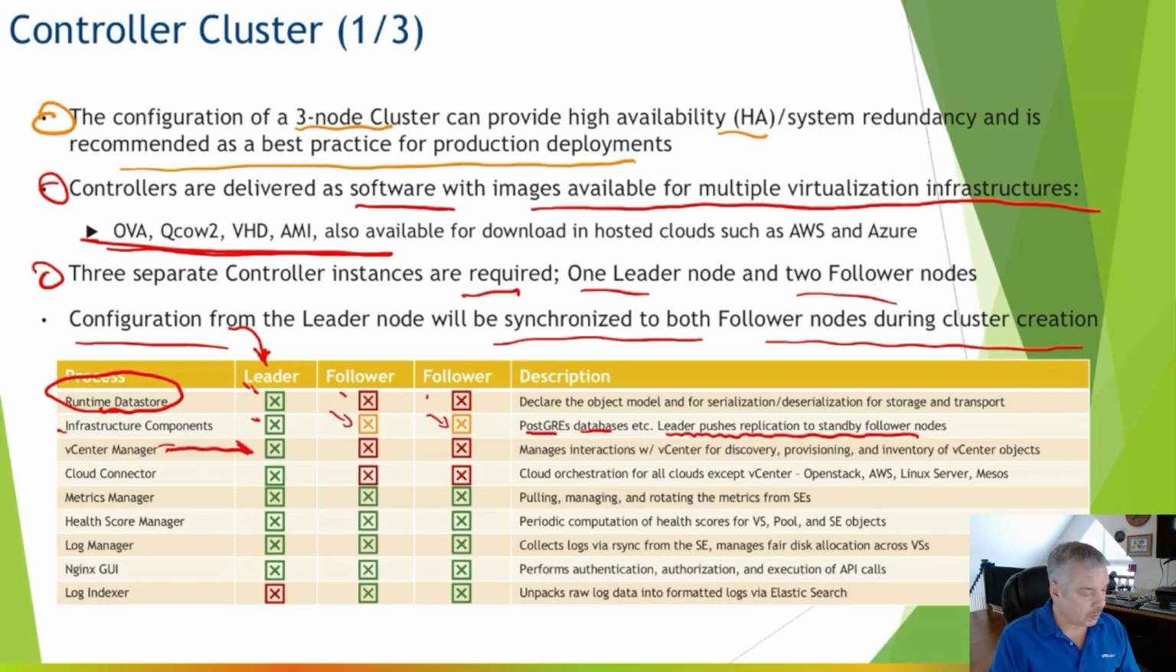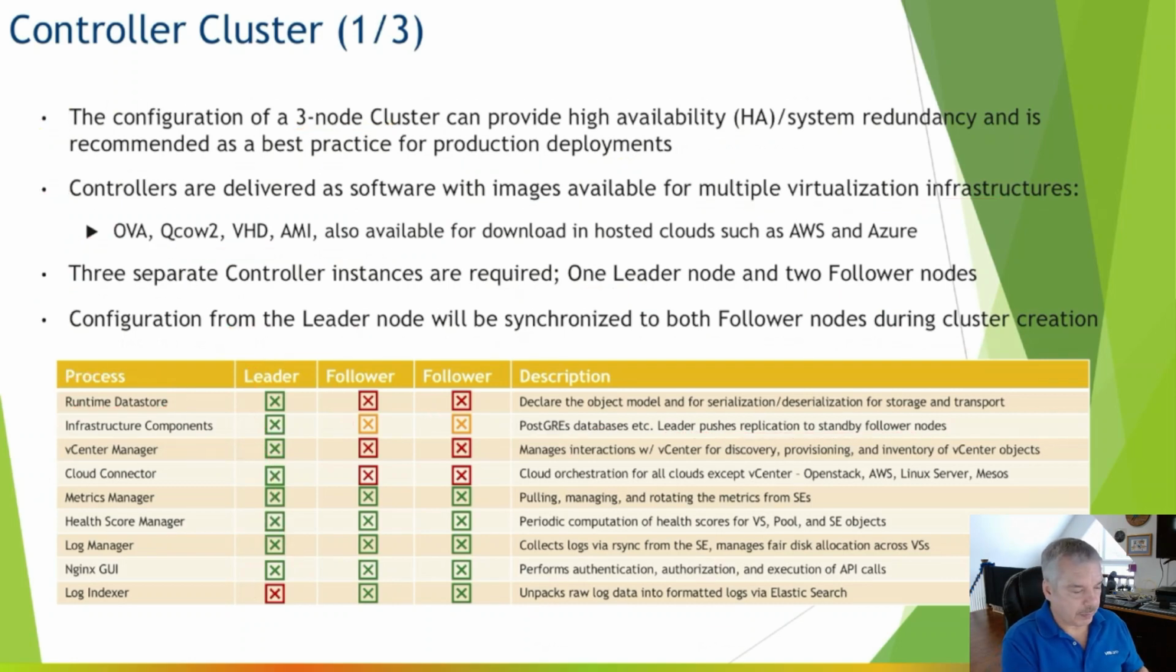vCenter Manager. This allows the controller to talk to vCenter to say, hey, do this for me, do that. That runs on the leader. It's not running on the followers. If something should happen to the leader, a new leader will be elected out of the surviving two. Do I care which one? Technically, I really don't. So that's kind of what that is.